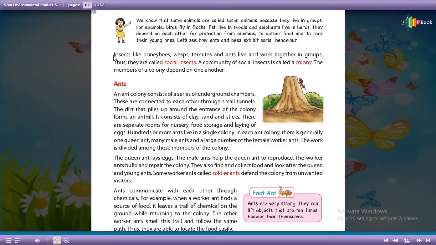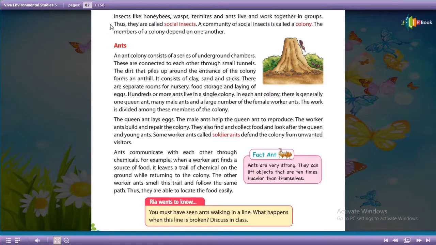So now let's start the chapter. Insects like honeybees, wasps, termites, and ants live and work together in groups. So, boys, insects such as honeybees, wasps, termites, and ants live and work together in groups. With many of their same creatures, they work together and go here and there.